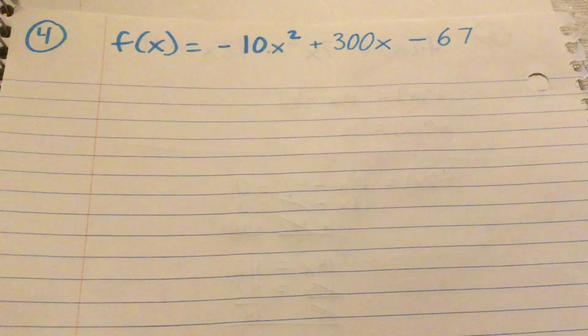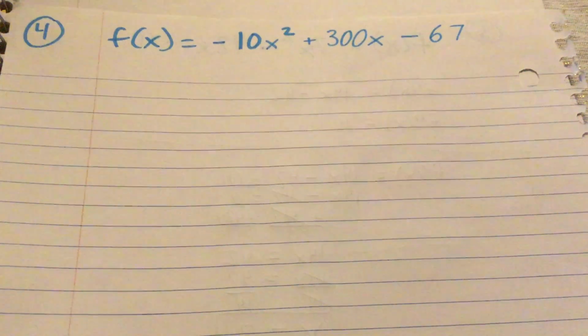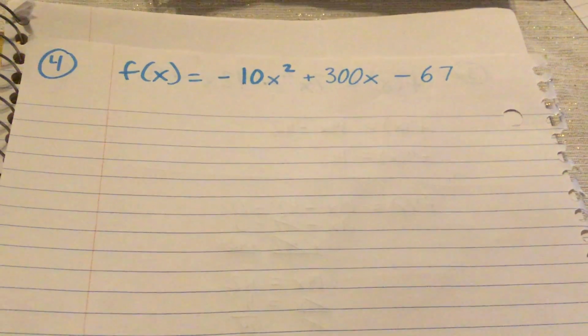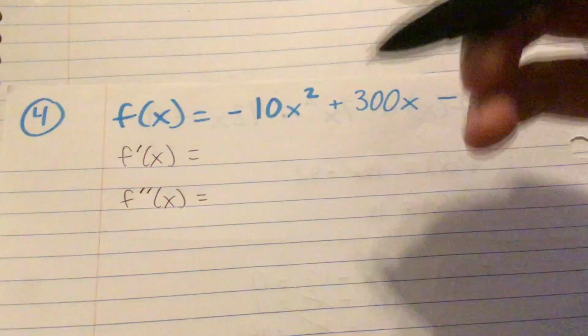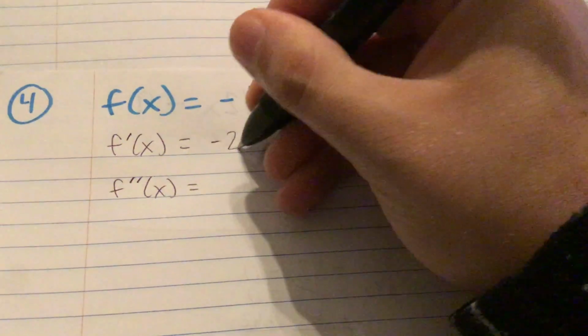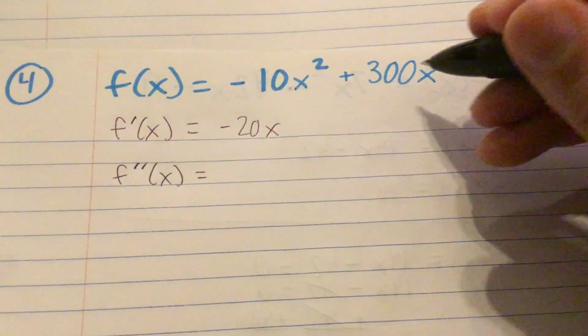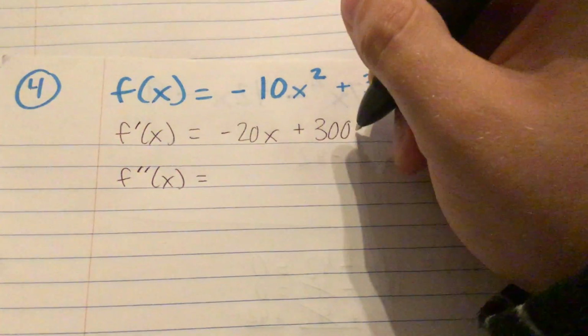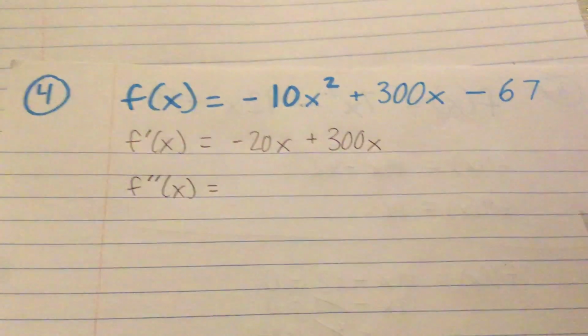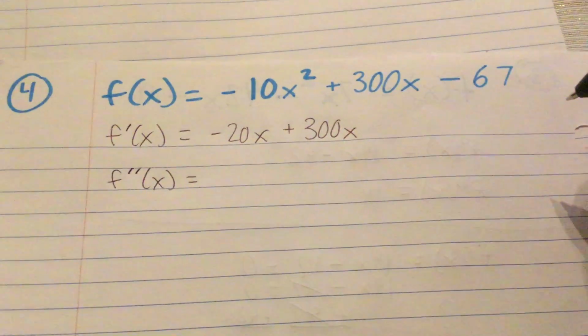A lot of big numbers. No match for my velocity and acceleration function. Thank you, calculus. You've saved me yet again. So let's figure out what my f prime of x is and what my f double prime of x is. All right, so my f prime of x, the derivative of -10x squared, that's going to be -20x. And the derivative of positive 300x, well, as big as it is, I know that it's just positive 300. And the derivative of -67 is just 0.